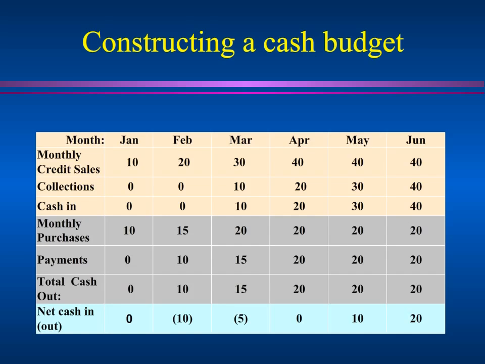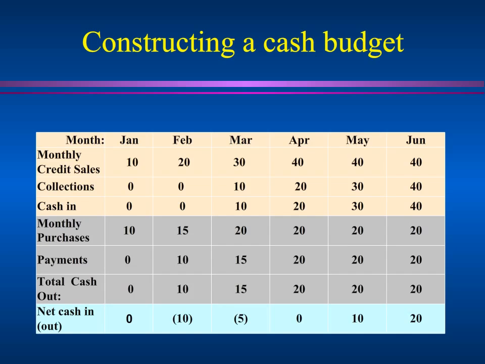February had some more cash payments. We paid for our January goodies that we bought in January. But still, when we have sales, if they're all on credit, we still got money in. So our net cash flow is minus 10. March looks a little better because our net cash flow is minus 5. April, we're even. May, we start to catch up and pull ahead. And June, of course, we're sailing.